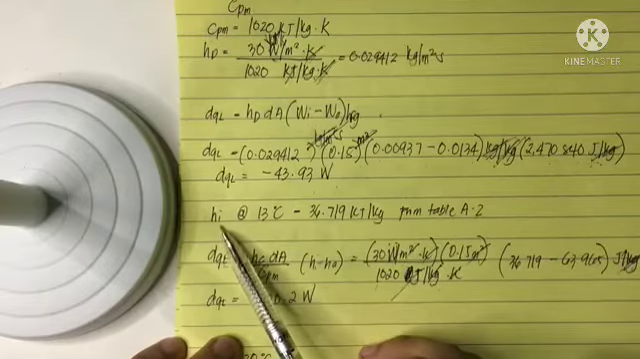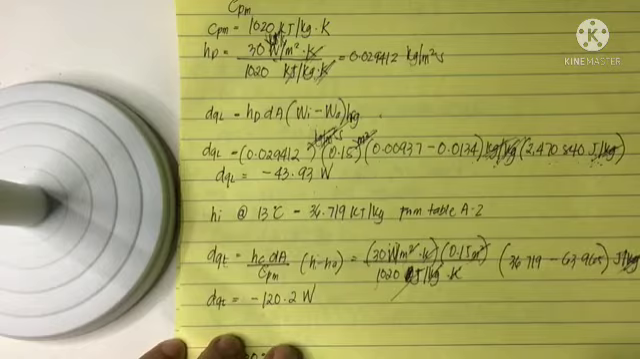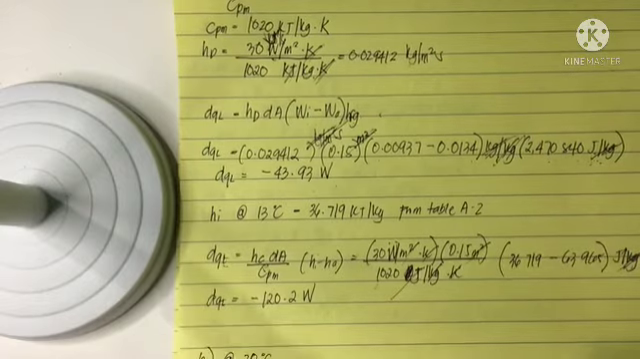The enthalpy at 13 degrees Celsius is equal to 36.719 kilojoules per kilogram from table A-2 in the book.